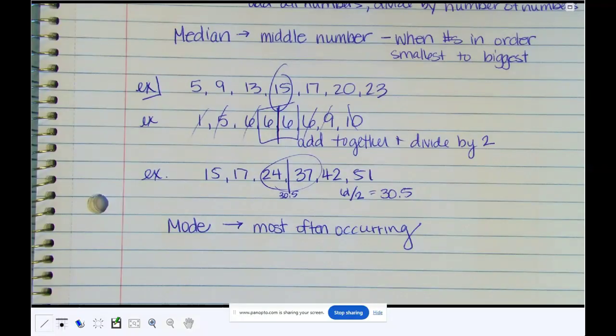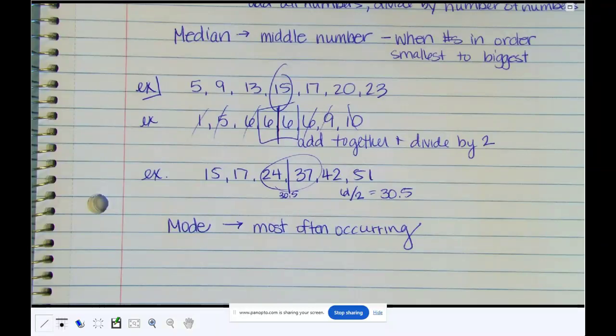So we found the mean, which was 25.2. We found the median, which was 2. And we found the mode, which was 1. Right? Mean, median, and mode. Here's the deal. You have to remember which one is which. Okay? So on a test, I'm going to say find the mean. You have to remember what mean is.